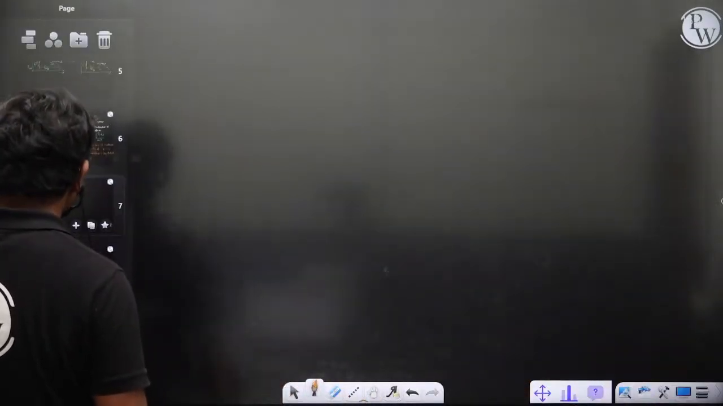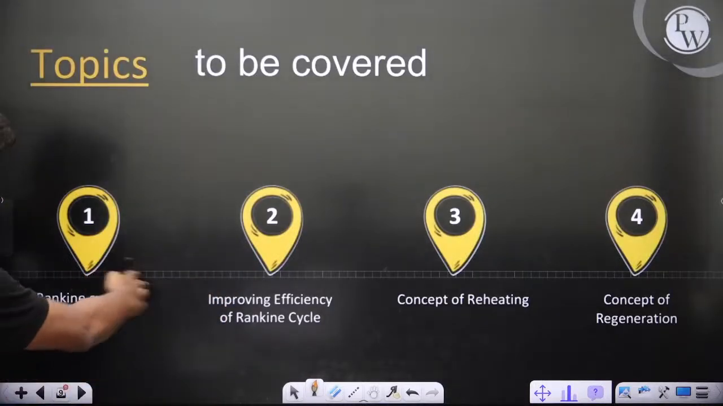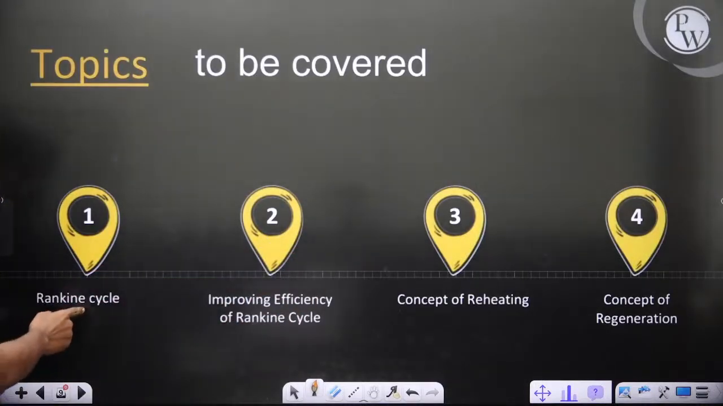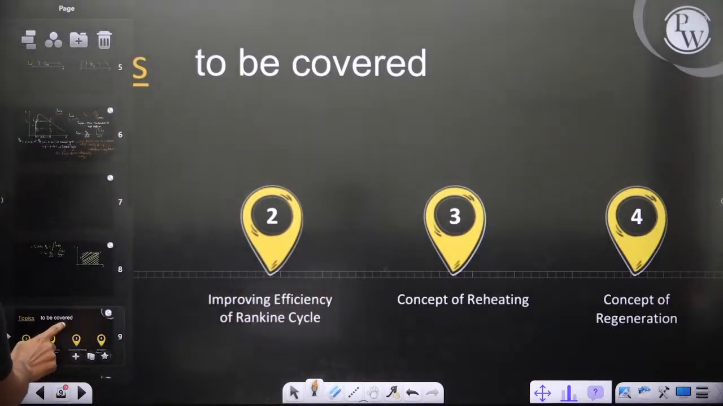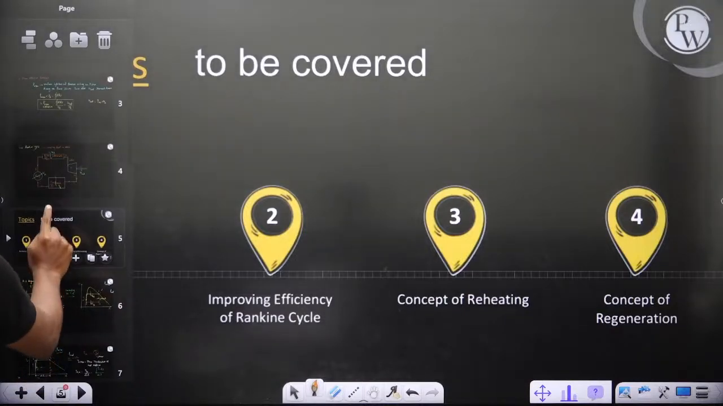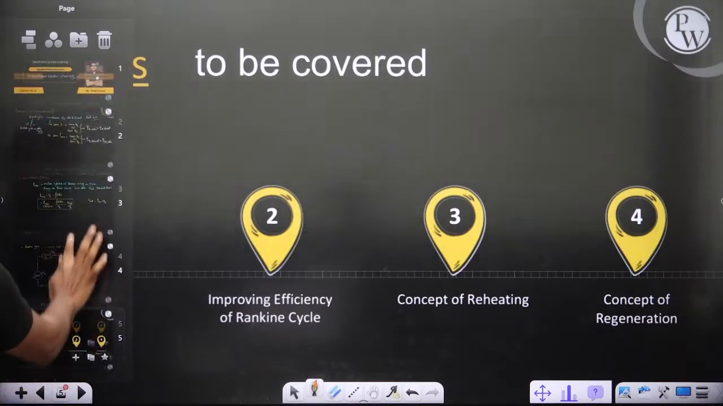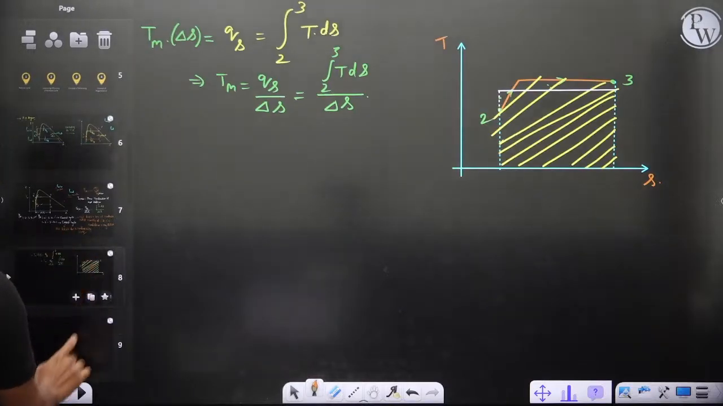Now, anyway, after listening to all this stuff, one thing you are very clear about is, guys, sorry, I forgot to display this in the beginning. This is the Rankine cycle. So these are the topics that we are going to cover today: Rankine, improving the efficiency, then reheating and regeneration. I'll put this slide somewhere where it is supposed to be. Okay, here it is. Fine.